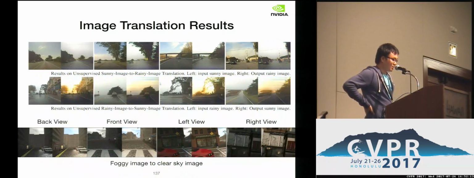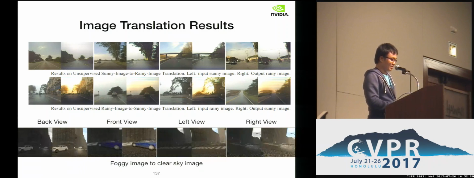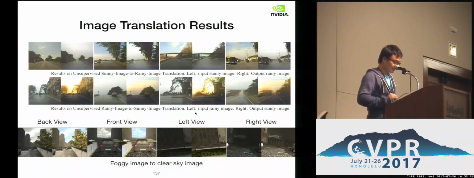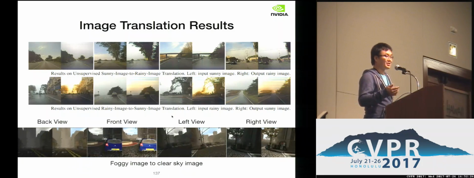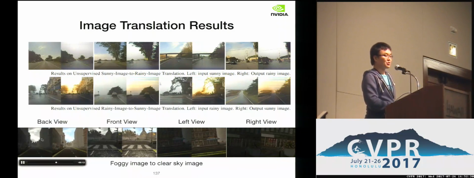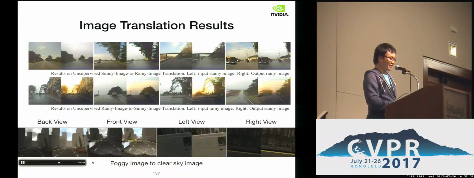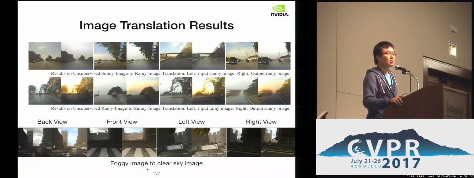So this is another result for the sunny day to raining day, and the raining day to sunny day. Below, we use synthetic data to show that we can make a foggy image look sunny.